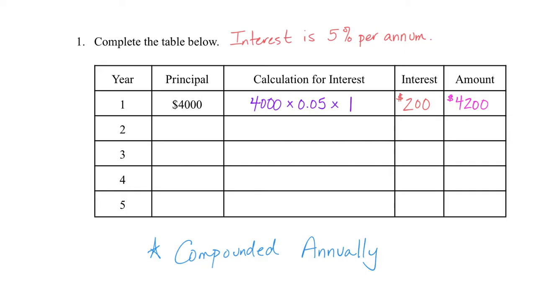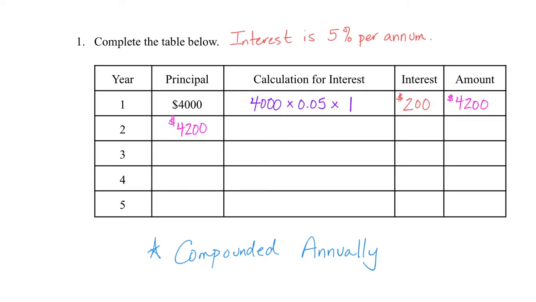Okay, where this changes now is that my starting amount for the next year becomes $4,200. Because over the course of the next year, I'm going to earn interest on the $4,000 that's in there, but also on the additional $200 that just got put in there because of interest.